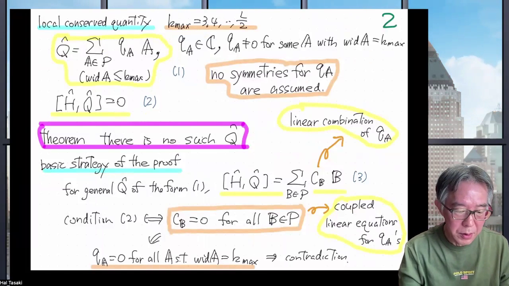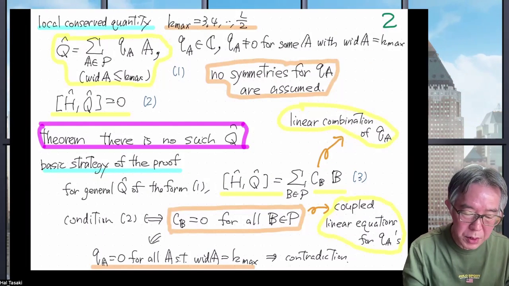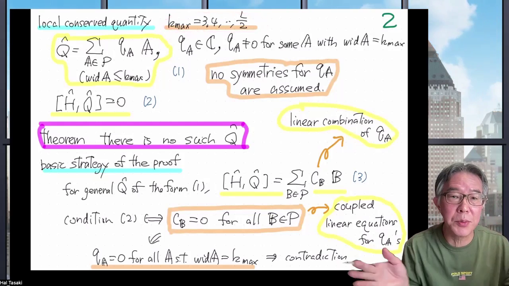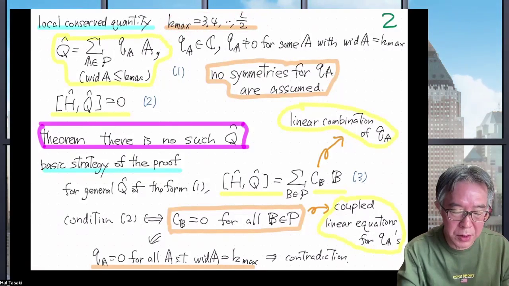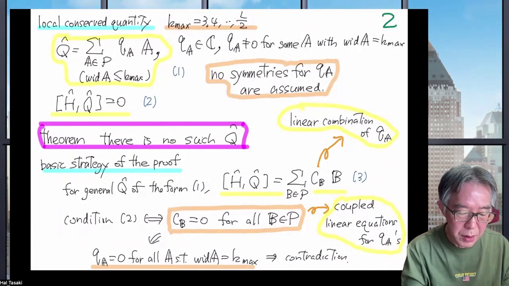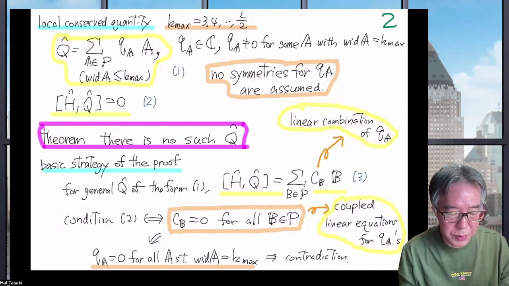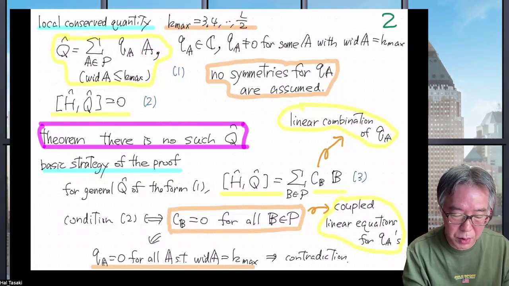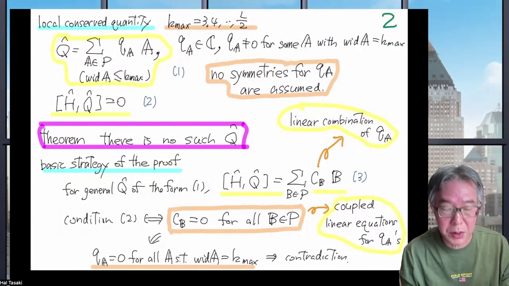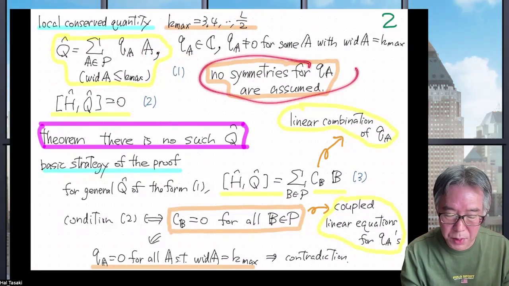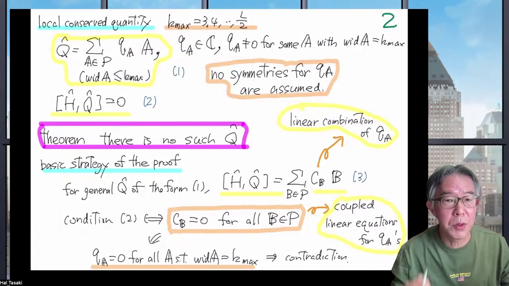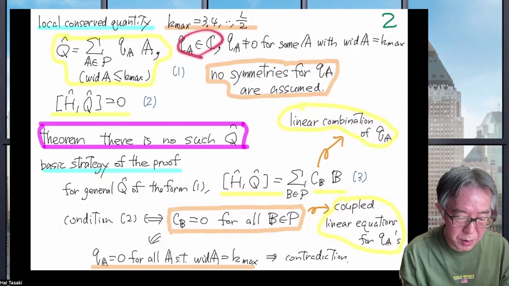Right. So I'll discuss local conserved quantity. So first, we fix this constant K max, which gives the maximum width, and it is in the range between 3 and L over 2. Okay. And this is the candidate of local conserved quantity. It's simply a linear combination of all these products with arbitrary complex coefficients. And we make no symmetry assumptions for Q_A, like translation symmetry or rotation symmetry or anything. These are just arbitrary.